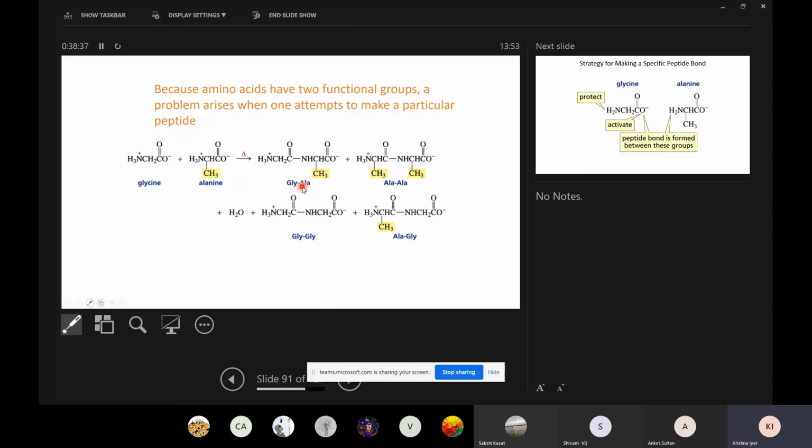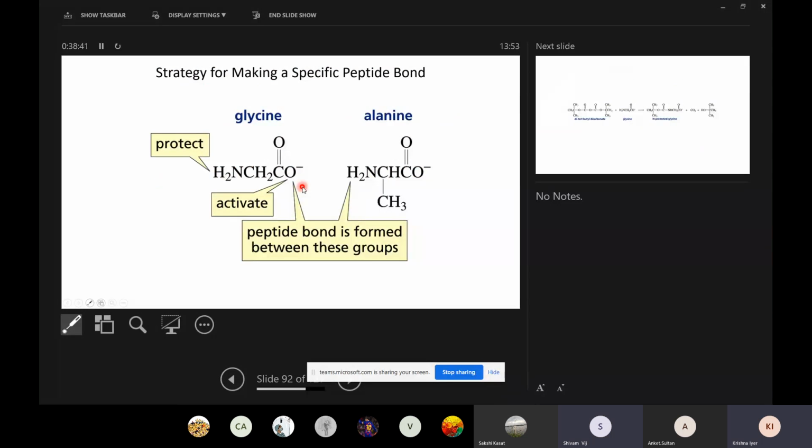So the way one does it is this. What is done typically is you take one of the amino acids which you want to be the N-terminal amino acid and you block the amino group of that one.